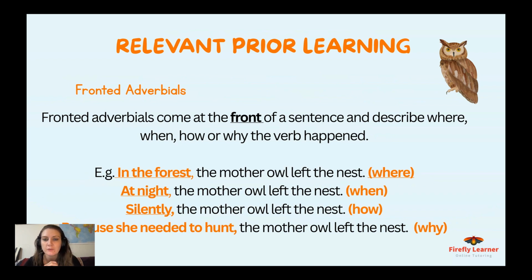They come at the front of a sentence, that's why they're called fronted adverbials, and they describe where, when, how, or why the verb happened. They are adverbs, but often they are adverbial phrases, so they're a whole group of words describing the verb. So, for example, a where fronted adverbial might be in the forest. In the forest, the mother owl left the nest. That tells us where she did it. Where did the mother owl leave the nest?